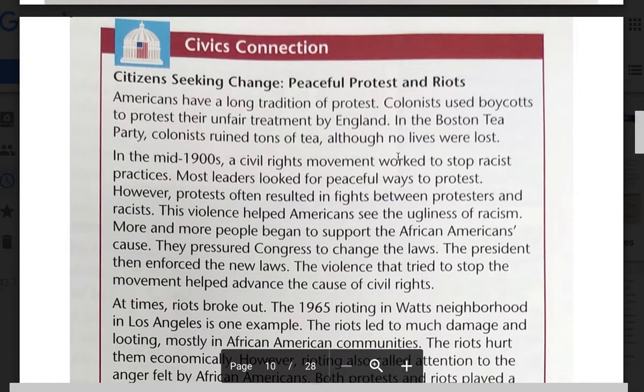Civics Connection. Citizens seeking change, peaceful protests, and riots. Americans have a long tradition of protests. Colonists used boycotts to protest their unfair treatment by England. In the Boston Tea Party, colonists ruined tons of tea, although no lives were lost.